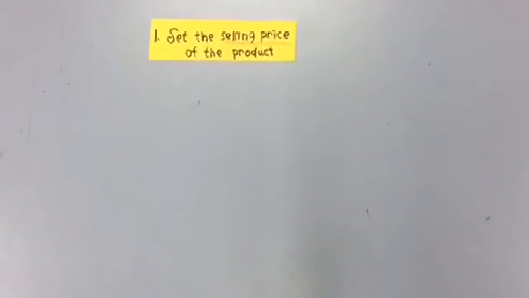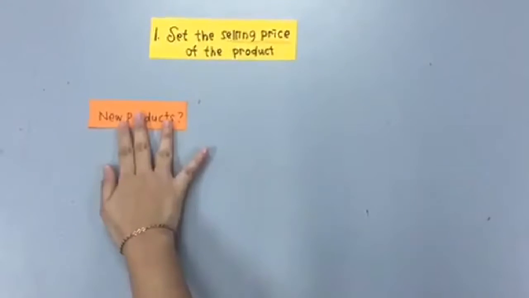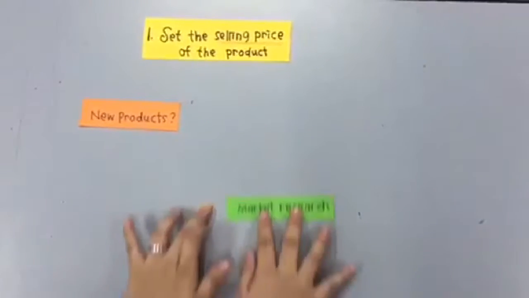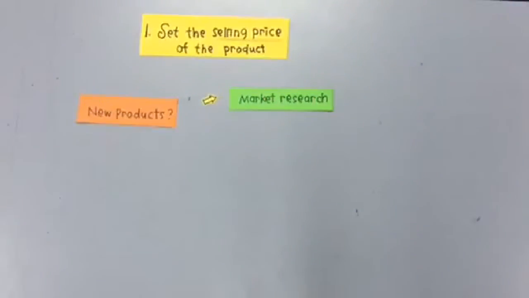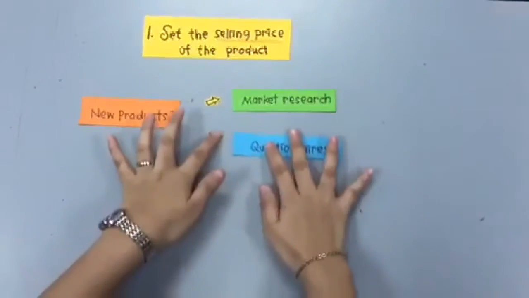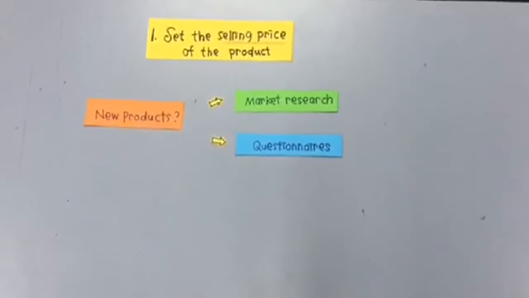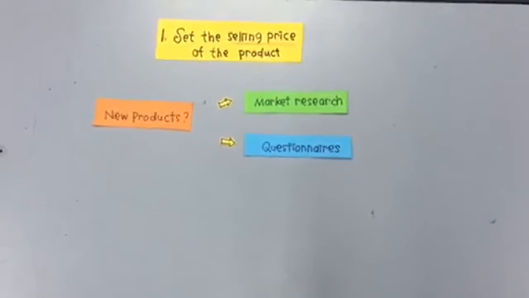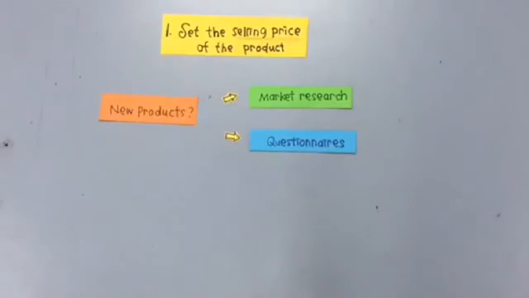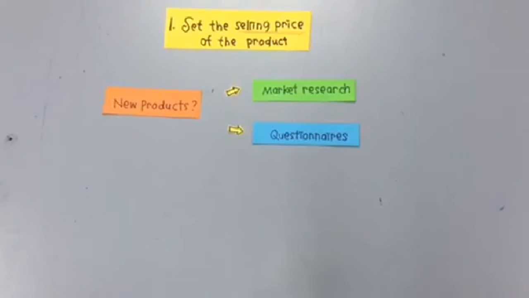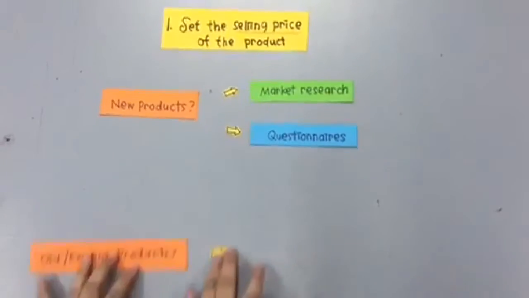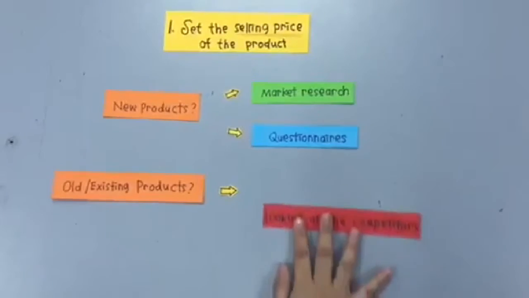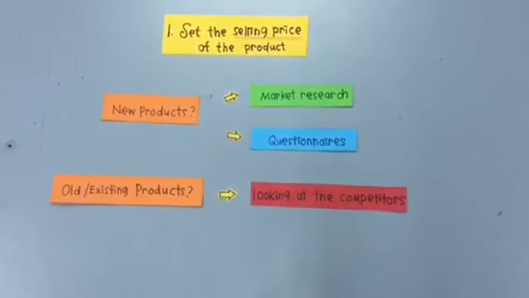In order to set the selling price for new products, which are products not in the market yet, the company should do market research and give questionnaires to potential customers. The questions asked should consist of what the customer wants the product to be and what price they can afford to pay for the product. As for old or existing products, the company should compare or look at their competitors' prices in order to set the selling price.